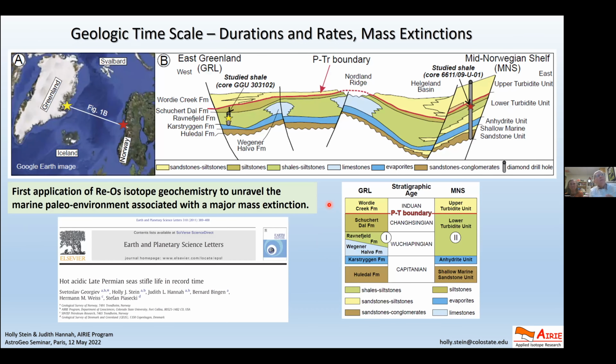Okay, so now I'm going to show an example, and this goes way back. This is one of the very first examples, first really big hits, if you will, that we had. We were the first to apply rhenium osmium to unravel marine paleo environment associated with a major mass extinction. And we did that with funding from the Norwegian petroleum industry through a Petromax grant. And what we wanted to do is to look at the relationship of Norway and Greenland because they began to move apart around 250 to 60 million years ago.